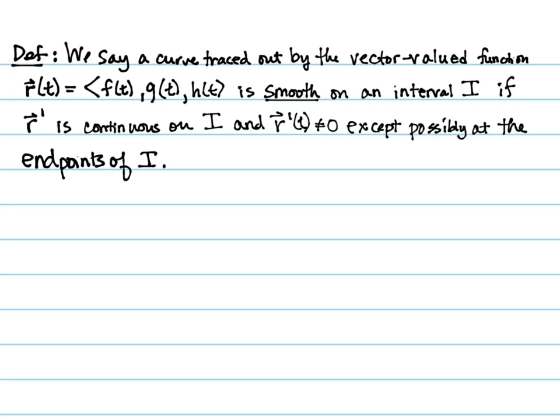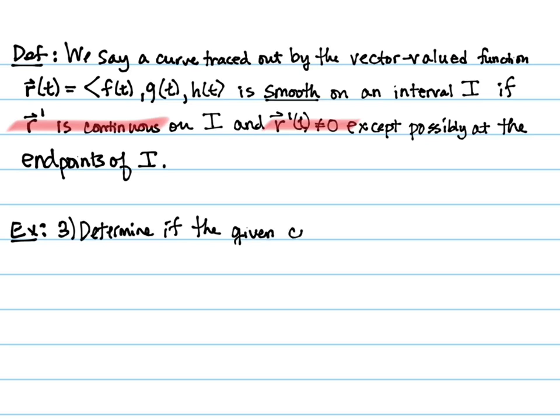So determining if something is going to be smooth has two conditions. The condition is that r prime of t is continuous and that r prime of t does not equal 0. So we're going to use those features and look at example 3 to decide when a graph is smooth. To determine if the given curve r of t is smooth.